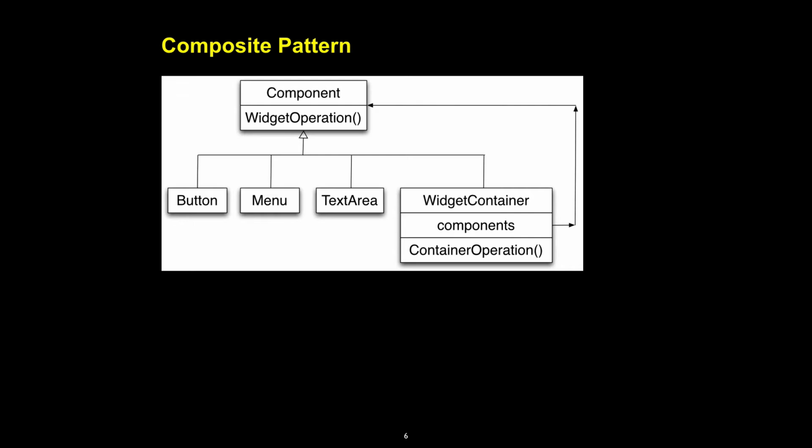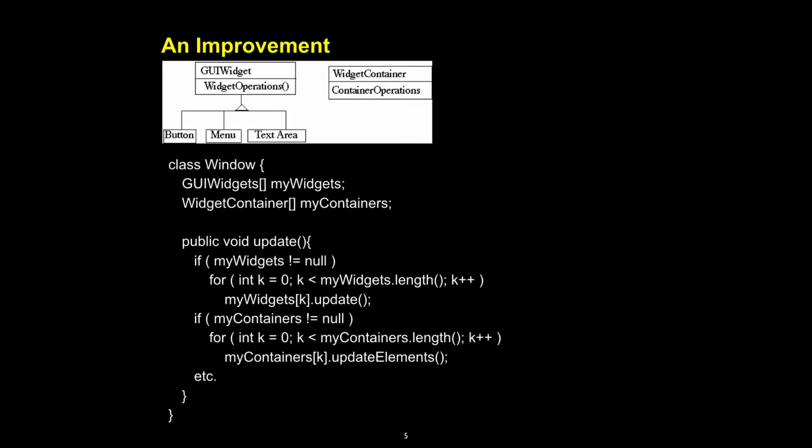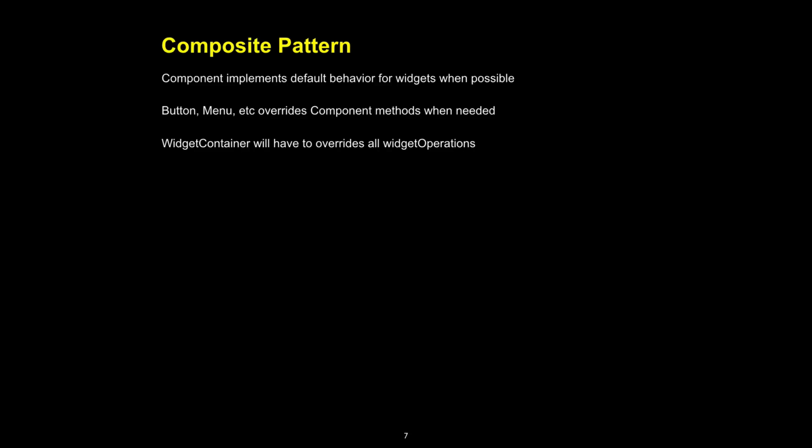But the point of this is I don't need this separation, right? So with this component class, when possible, it may implement some behavior that all the components need. But the widget container has to re-implement everything because it never does anything directly. You can only operate on things it contains.